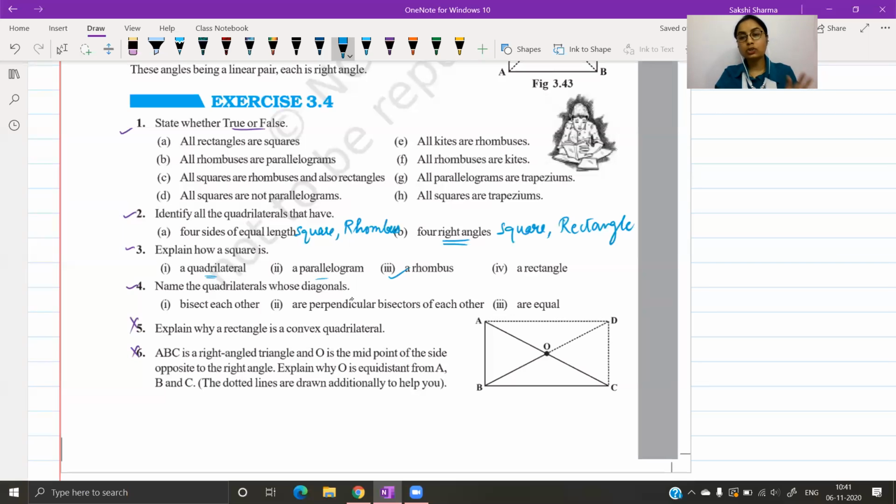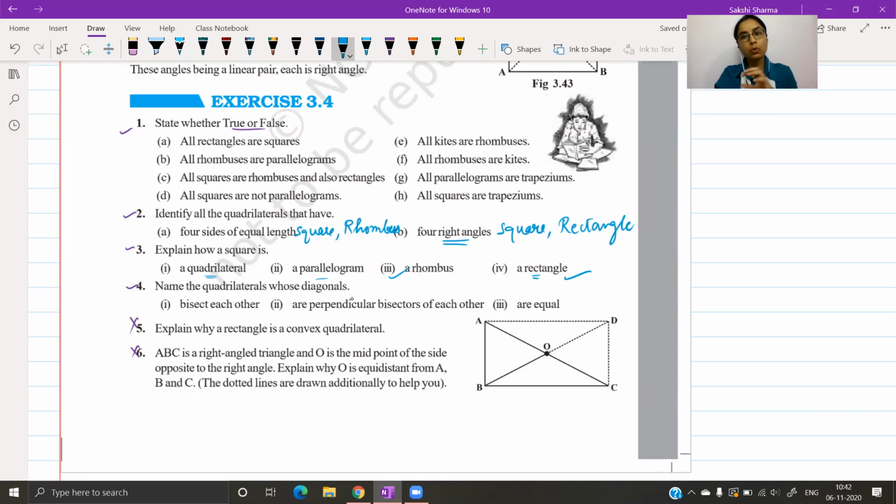So a square is actually a special case of a rhombus. Then finally you have to check whether a square is a rectangle. So a rectangle is a parallelogram in which each angle is 90 degrees. So is a square a parallelogram in which each angle is 90 degrees? Just answer yes or no. Is a square a parallelogram? Yes. Is each angle 90 degrees? Yes. So that's why it's a rectangle.